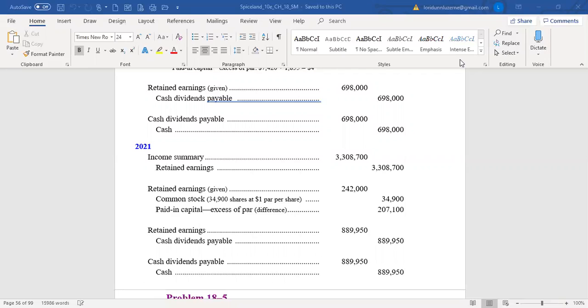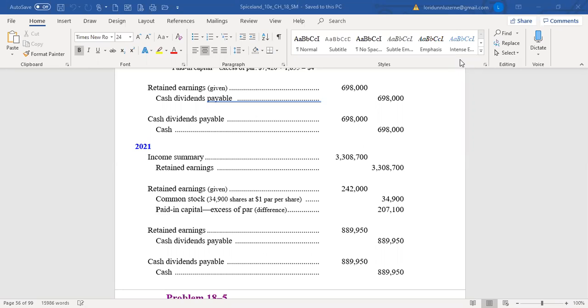Listed below are the transactions that affected the shareholders' equity of Branch Rickey Corporation during the period 2021 to 2023. At December 31st, 2020, the corporation's accounts started with common stock, 105 million shares at $1 par for $105 million. Paid-in capital in excess of par, $630 million. And then retained earnings, $970 million.